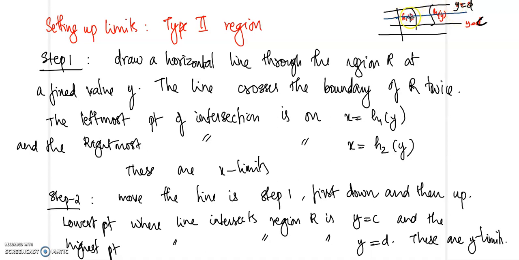So നമ്മൾ type 1 ചെയ്ത പോലെ തന്നെ, so instead of starting with a vertical line, start with the horizontal line. But we'll get the limits of x first in terms of y, and then we'll get the limits of y to be constant. So that is how we set up the limits for type 2 region. So let us see an example for type 2 region also.